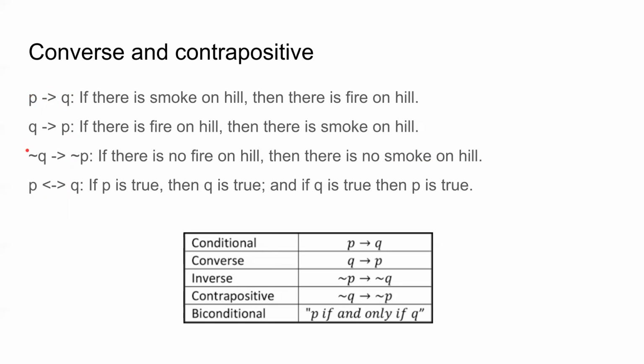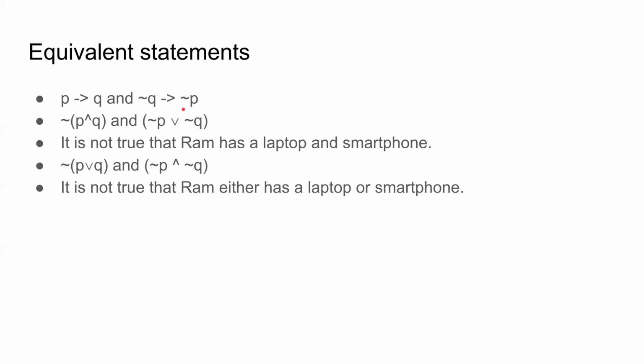statements. The contrapositive and implication are always same. So these two statements are always true. P implies Q and negation of Q implies negation of P. These two statements are always true. The second equivalent statement is this one.